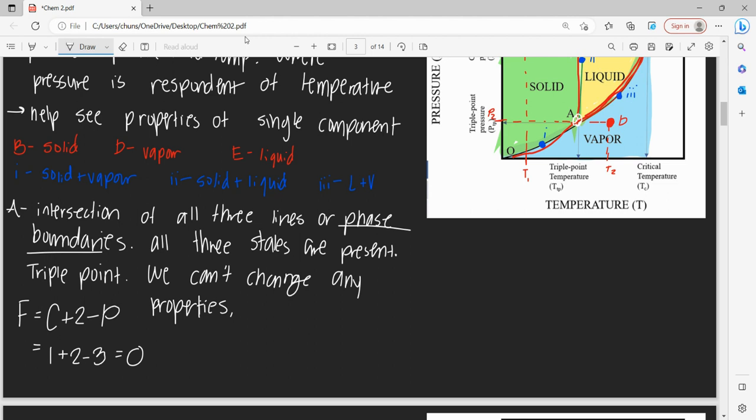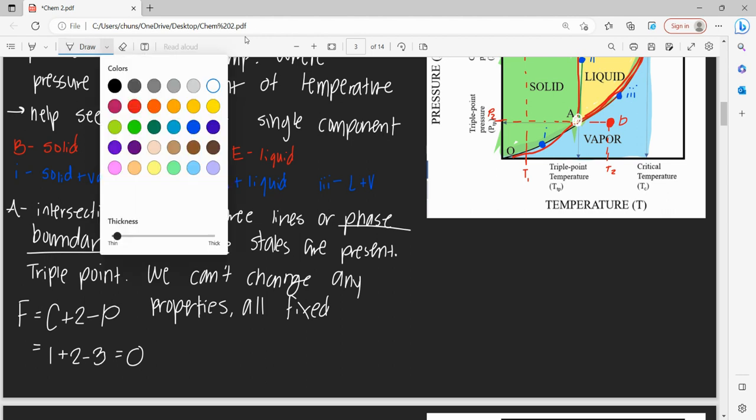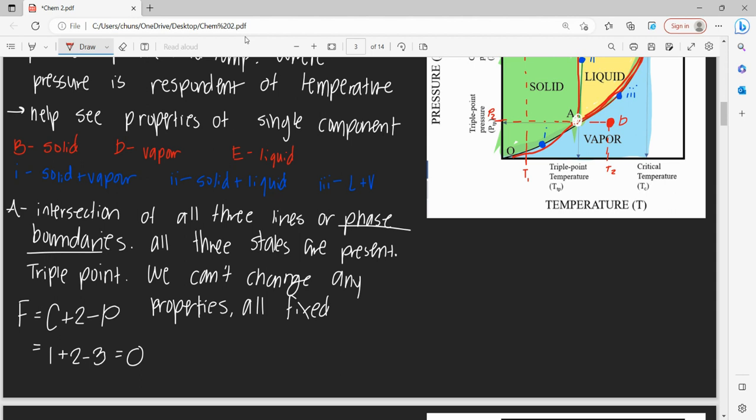We can't change any properties of the triple point. They're all fixed. So the triple point is represented by this plot here. We have our triple point temperature as well as our triple point pressure.